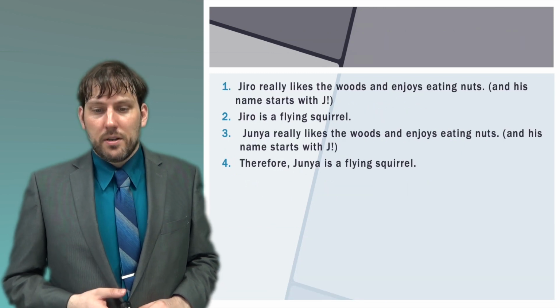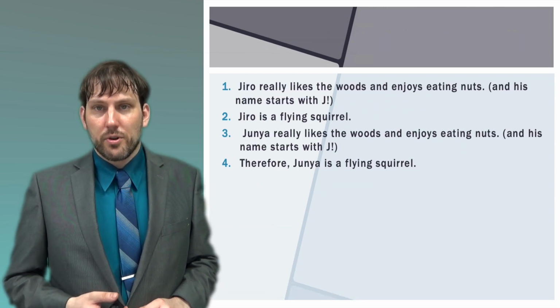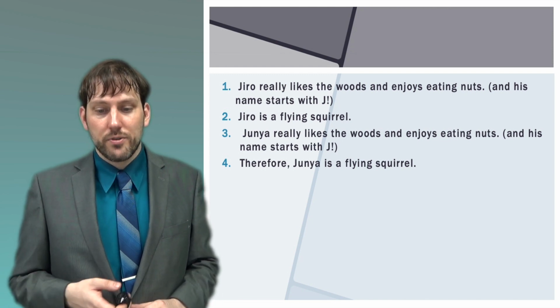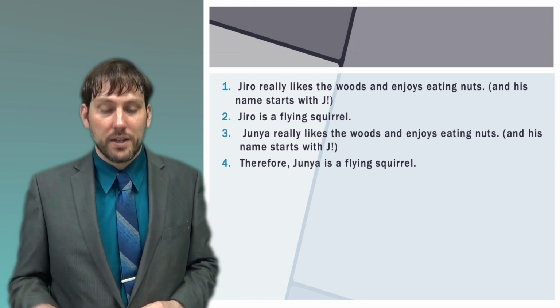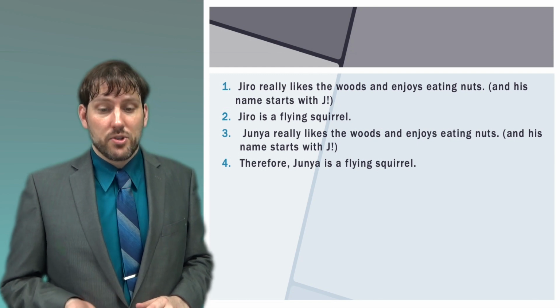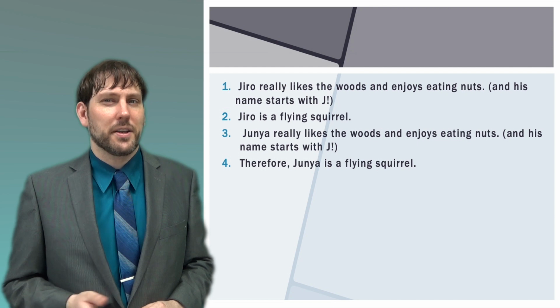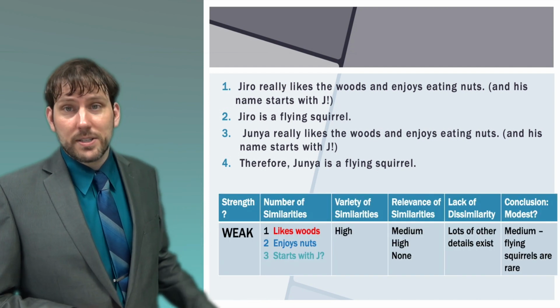Let's look at another one. So Jiro really likes the woods and enjoys eating nuts, and his name starts with a J. Jiro is a flying squirrel. Junya really likes the woods and enjoys eating nuts, and his name starts with a J. Therefore, Junya is a flying squirrel. All right, what do we think? So I'm going to say this is weak.